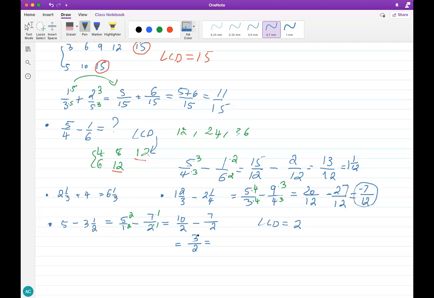But this is an improper fraction. What's the mixed number? 1 whole and 1 half. That's right, 2 goes into 3 once. You bring over the same denominator, and 2 goes into 3 once. You have 1 left. The remainder, that's what goes here.